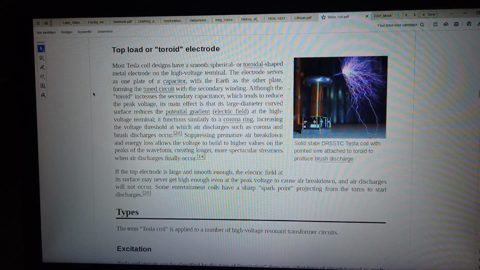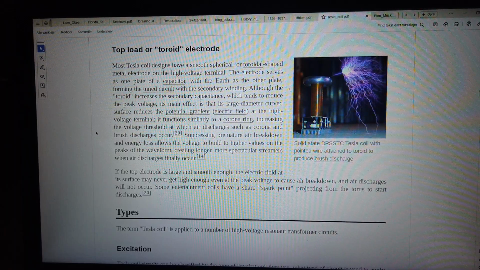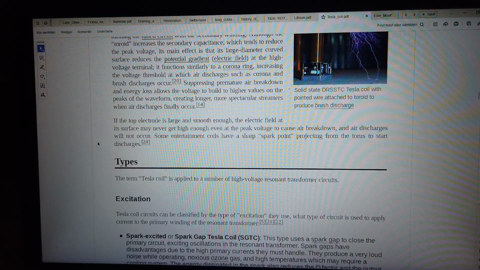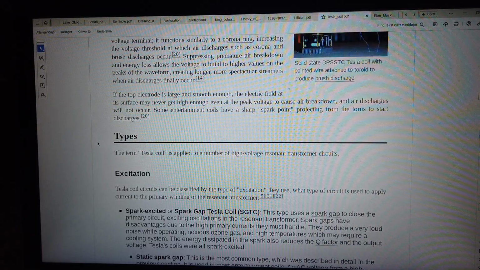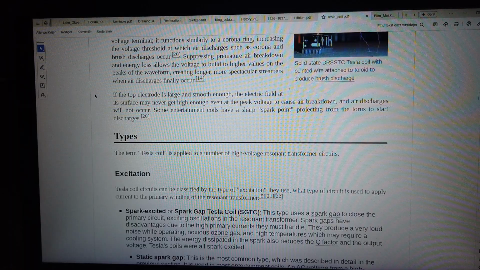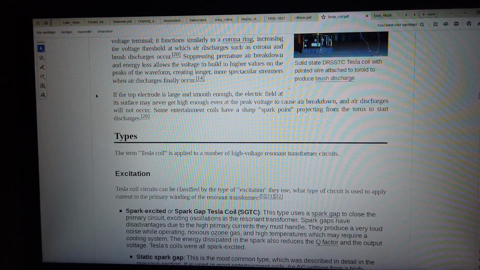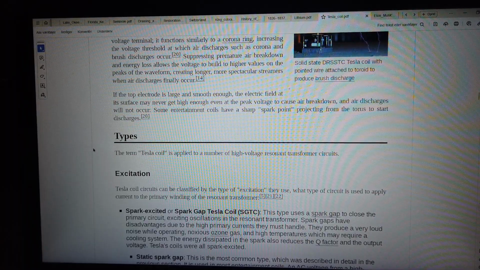It functions similarly to a corona ring, increasing the voltage threshold at which air discharges such as corona and brush discharges occur. Suppressing premature air breakdown and energy loss allows the voltage to build to higher values on the peaks of the waveform, creating longer, more spectacular streamers when air discharges finally occur.